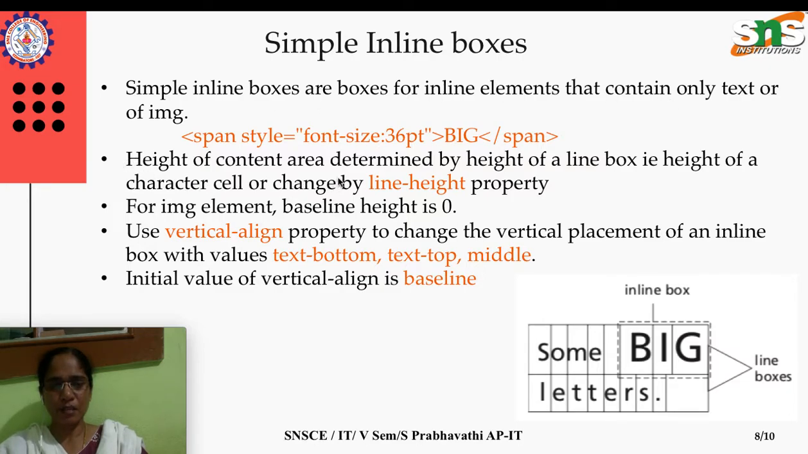The main point we need to notice is that the height of the content area is determined by the height of the character cell. Here it is 36 point, this "big" is 36 point, so this is the height of this line box. Or we could change the height by using the line-height property also, as we have seen already. And using one more property called vertical-align, we could change the vertical placement of inline boxes. That takes values like text-bottom, text-top, and middle.